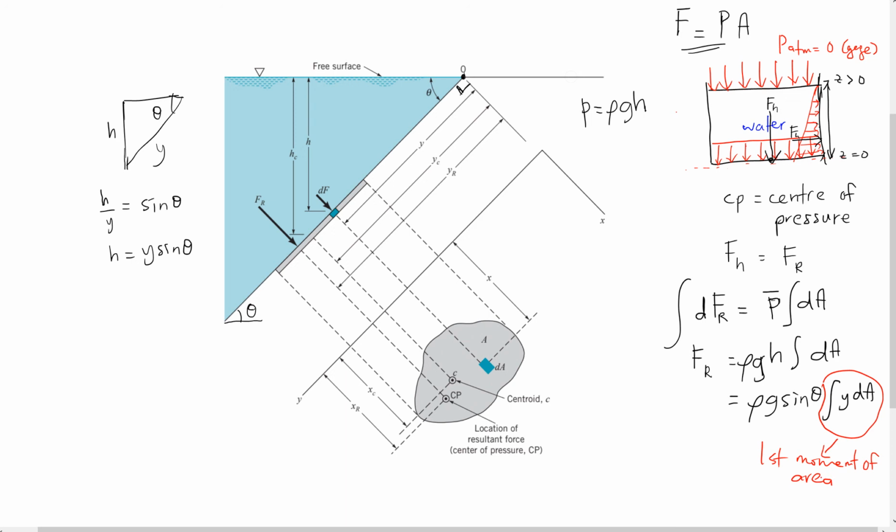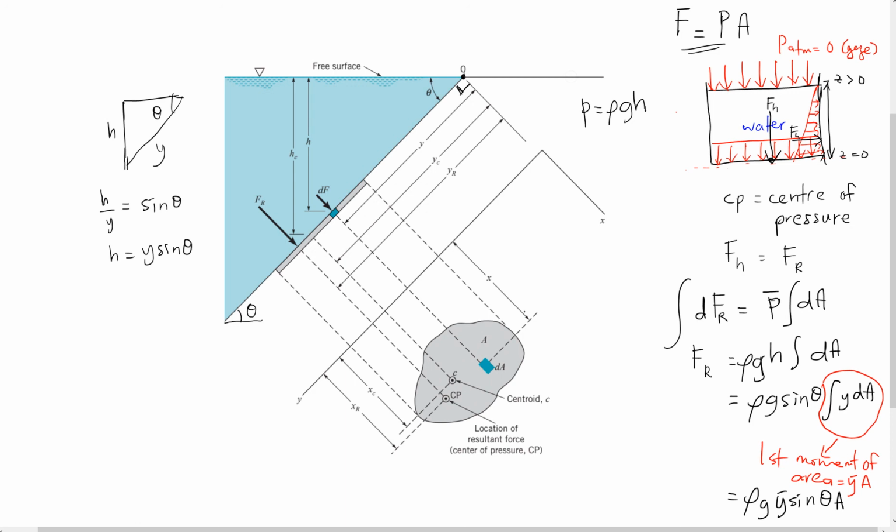Okay, first moment of area is equal to y bar A, or in certain textbooks it uses YC. C means centroid, bar means average. We take the average, which is at the centroid. Okay, so therefore the equation now becomes rho g y bar sine theta times A.